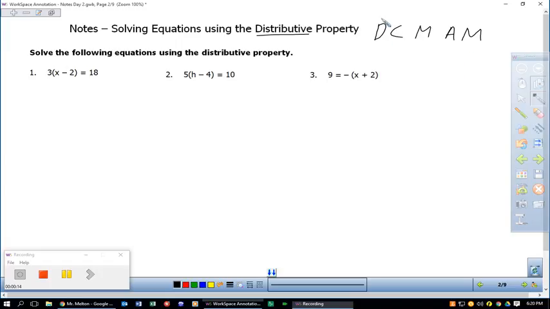First step here is distribute. Today we're going to be doing that. Distribute, combine like terms. We're not going to touch this one yet. It's going to be move variables. Okay, we're not going to do that though. Add, subtract, multiply, divide. Okay, those are the steps we're going to apply to these problems. Okay. Solve the following equations using the distributive property.